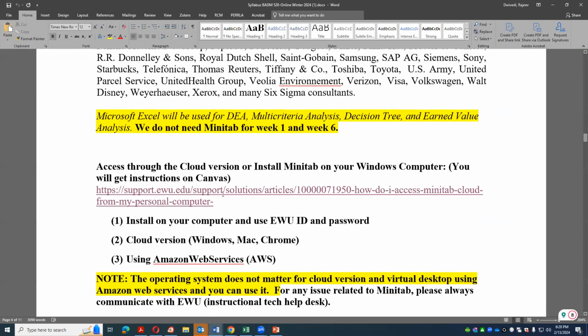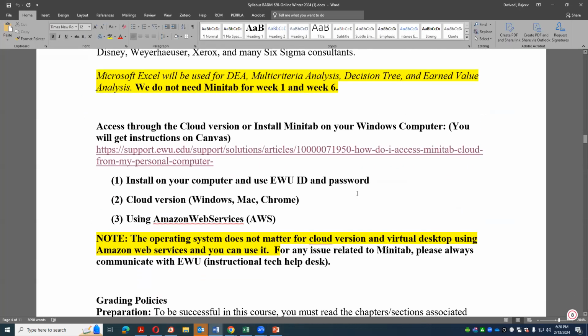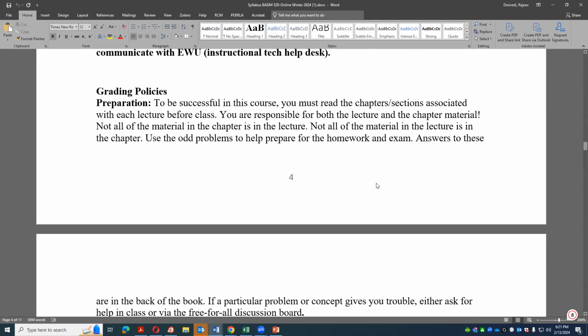Minitab is here, and for any technology-related issue or any problem with access to Minitab, you can always reach out to the EW IT help desk. You are already registered on the Minitab server. Basically, all 4 sections' students are already on the Minitab server, so you won't have any problem accessing it. Or you can discuss with each other in order to access. Those who are continuing from 503 can smoothly go ahead.